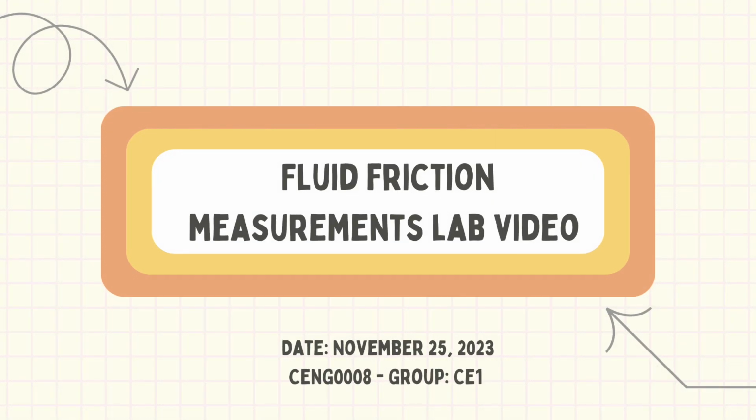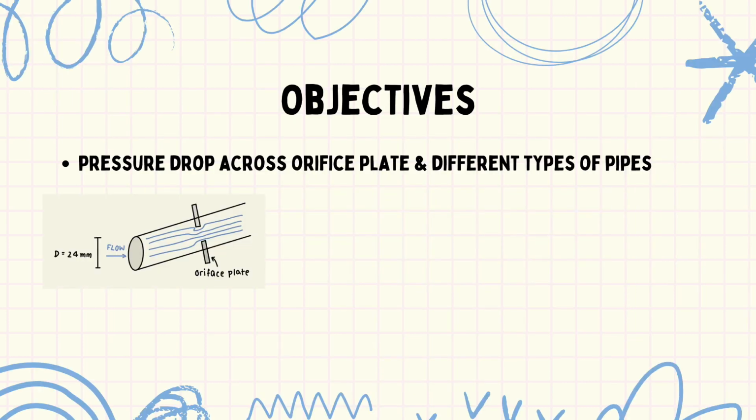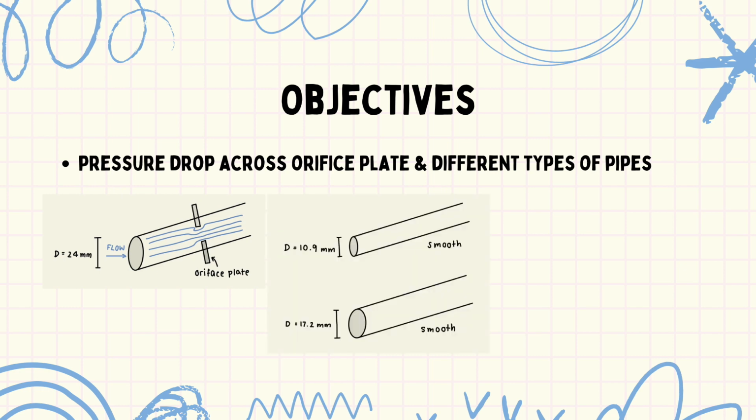Today, we would like to introduce you to fluid friction measurements. In this experiment, we investigated the pressure drop across an orifice plate and different types of pipes, 2 smooth pipes and 1 rough pipe with different diameters.